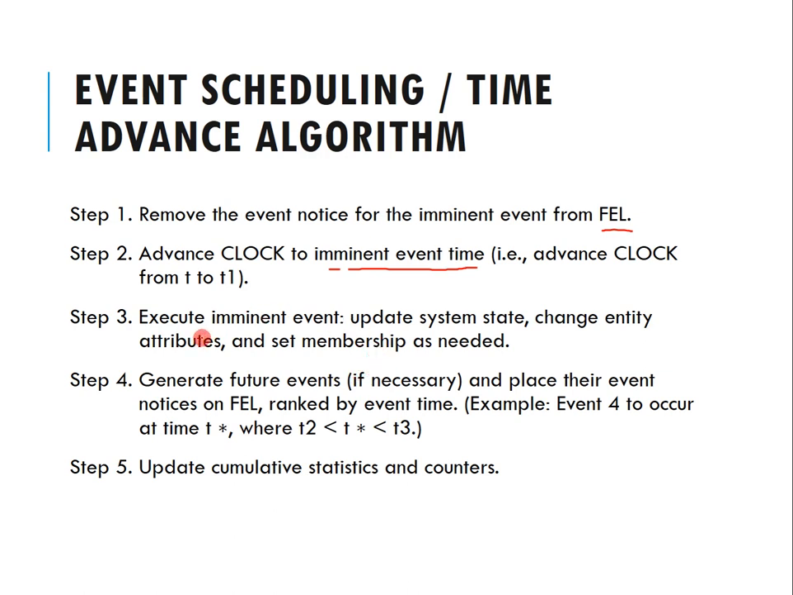Then you execute the event and update all the system state, the entity attributes and the set membership involved. Then you generate new future events and place those event notices in the future event list. You will rank these notices by event time, ordered by time of occurrence. Then you update the statistics and counters that you are interested to know.